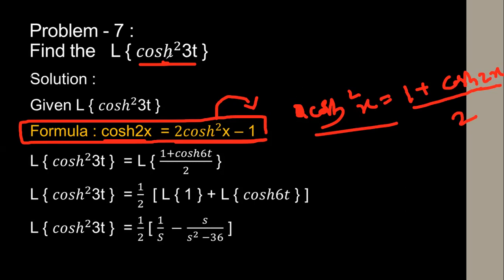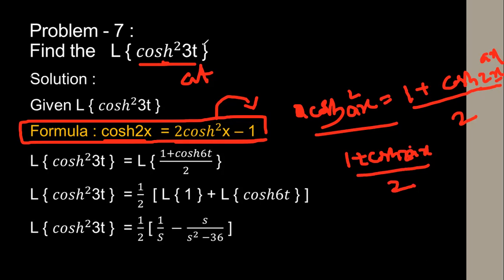So here we have cos h square 3x. Here the a value is 3, so simply you have to substitute a here. In place of x, we will have ax, and here also in place of x, we will have ax. So what is the formula for this? 1 plus cos h 2ax by 2. This is the formula.